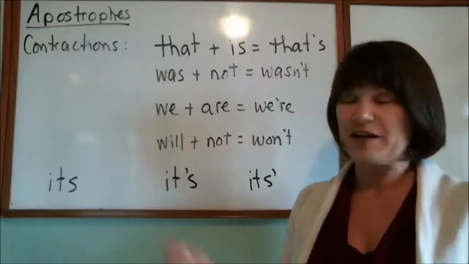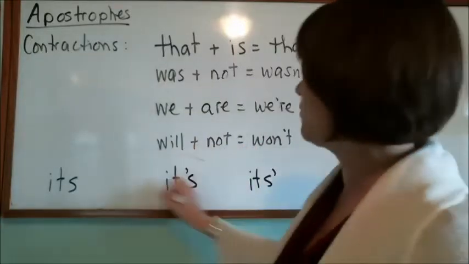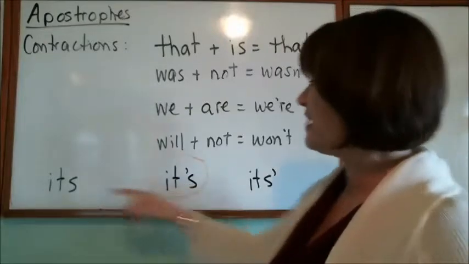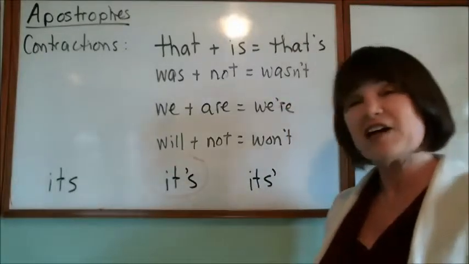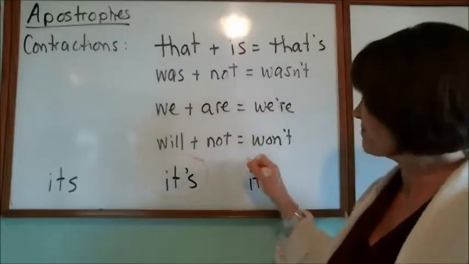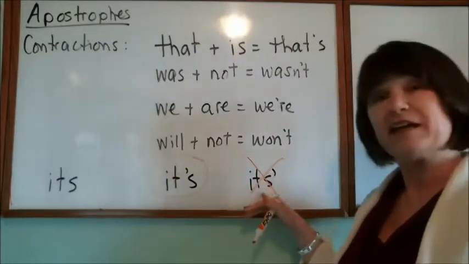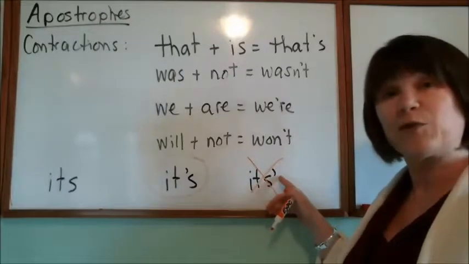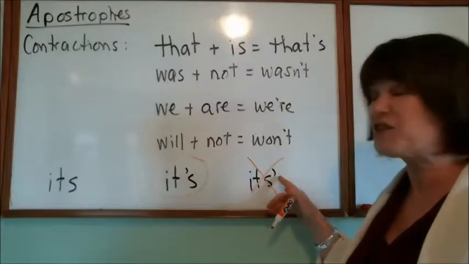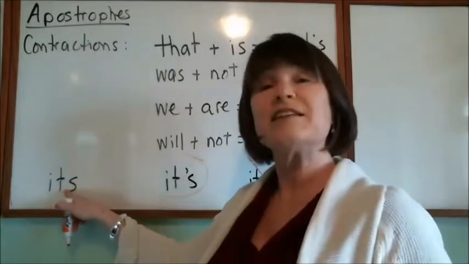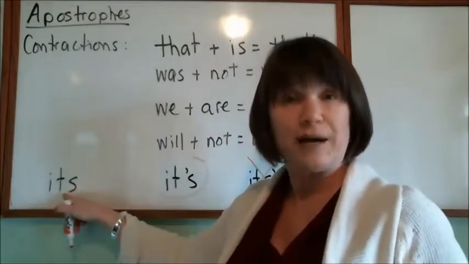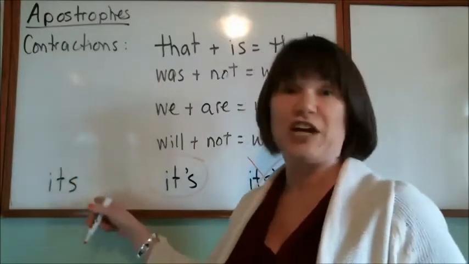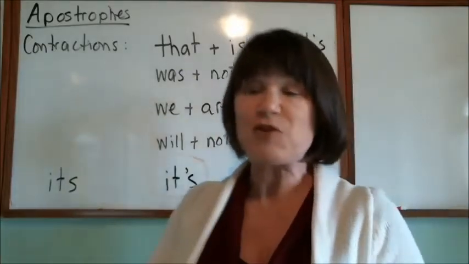Got it? All right, so which one is the contraction? This one, of course, is the contraction. It is, took the I out, put the apostrophe in. That leaves these two. Which of these doesn't actually exist in the English language? This one. People think because the it is owning something that we put the apostrophe afterward as we would with a lot of possessive contractions, but really this is the pronoun possessive form. So if I were going to say the dog's coat was shaggy, its coat was shaggy, no apostrophe.